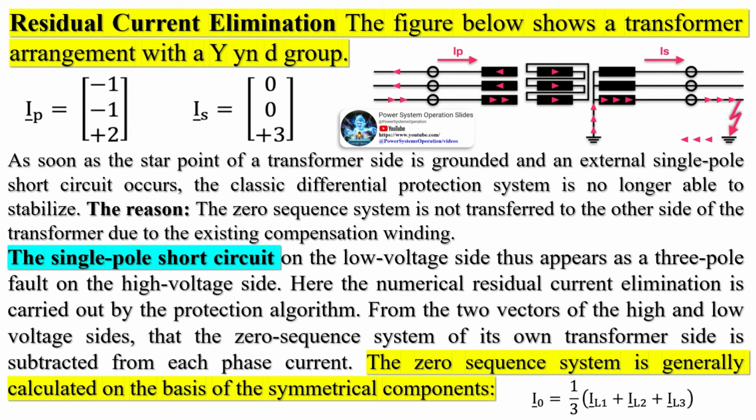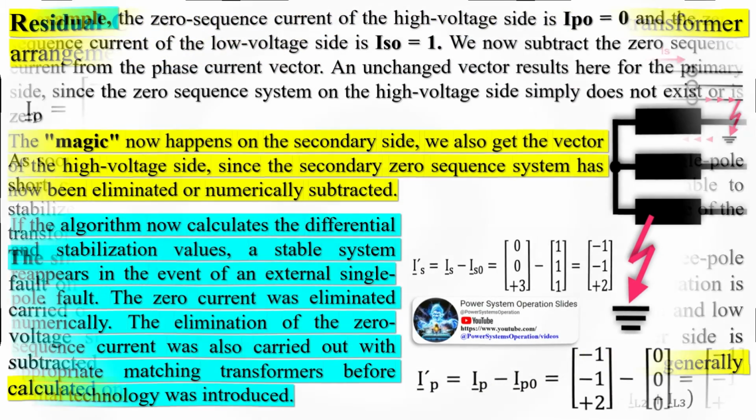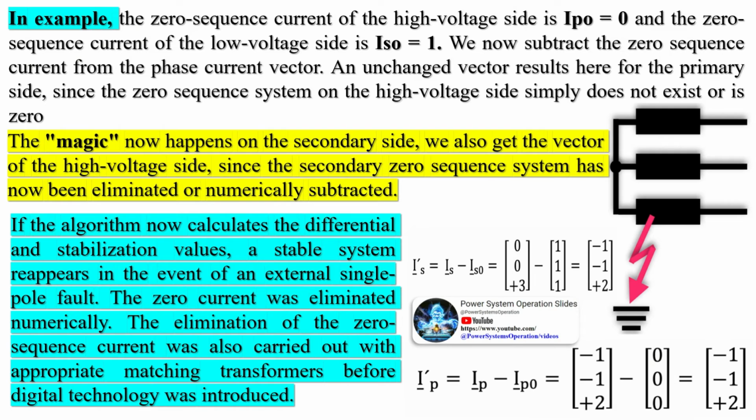Here the numerical residual current elimination is carried out by the protection algorithm. From the two vectors of the high and low-voltage sides, the zero-sequence system of its own transformer side is subtracted from each phase current. The zero-sequence system is generally calculated on the basis of the symmetrical components. In the example, the zero-sequence current of the high-voltage side is IP0 equals 0 and the zero-sequence current of the low-voltage side is IS0 equals 1.